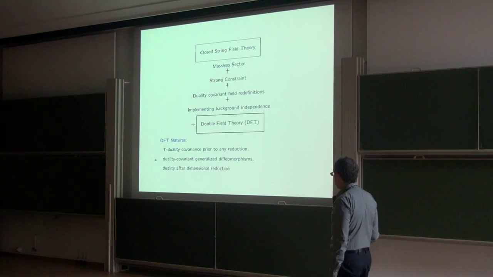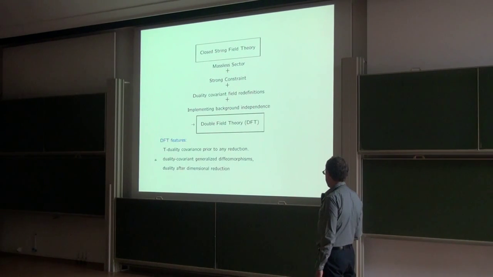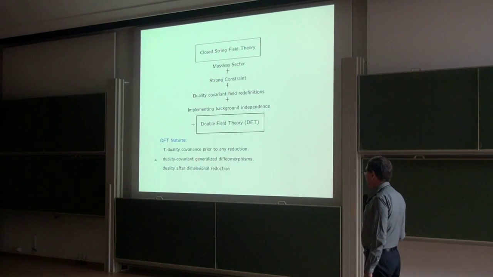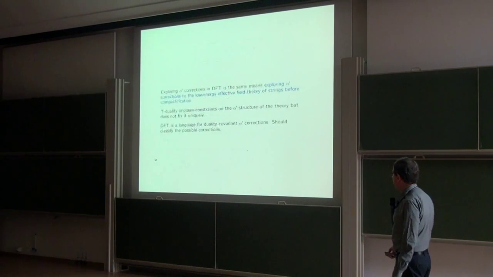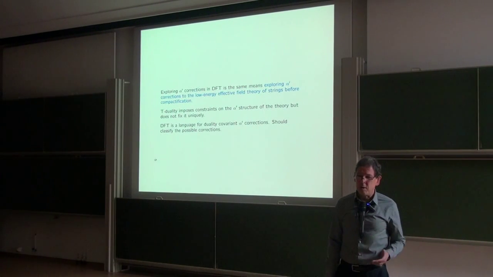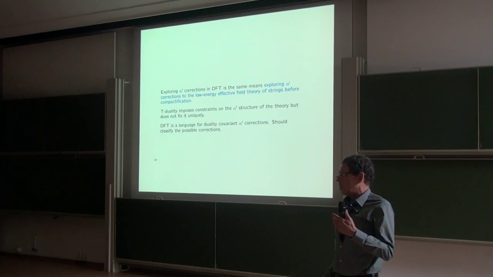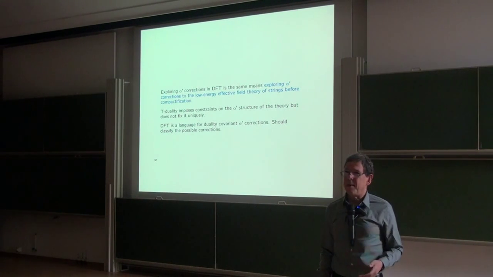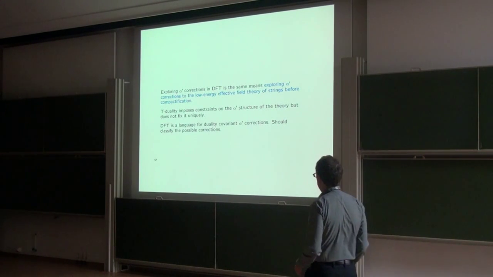This double field theory is manifestly T-duality covariant. It has duality covariant generalized diffeomorphisms. Diffeomorphisms are altered a little bit, and it exhibits duality symmetry after dimensional reduction, which is the physical constraint. So double field theory should be thought of as a tool to make duality manifest. It's not more nor less than that. Just like you use superspace to make supersymmetry manifest, you can use double field theory to make duality symmetry manifest. And you can see how far you can get with that.